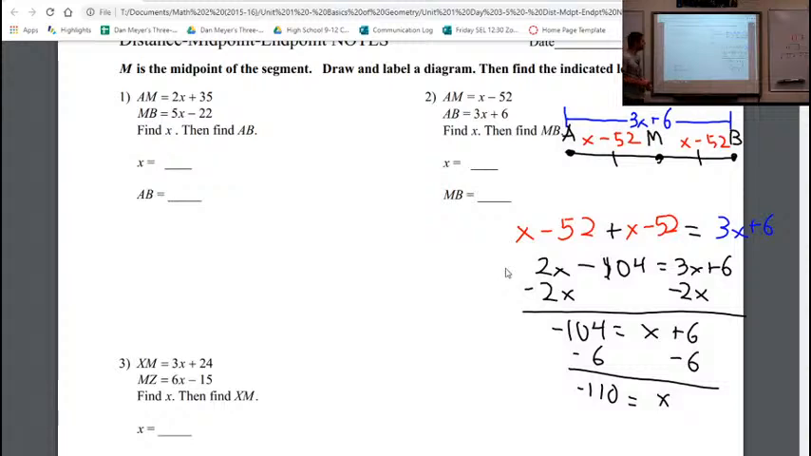But the idea is the same. The pieces have to match. They have to be the same. Then we can plug in and find M to B. M to B, which we know already is the x minus 52. Okay. That's all I have. Number 3, you need to do on your own.